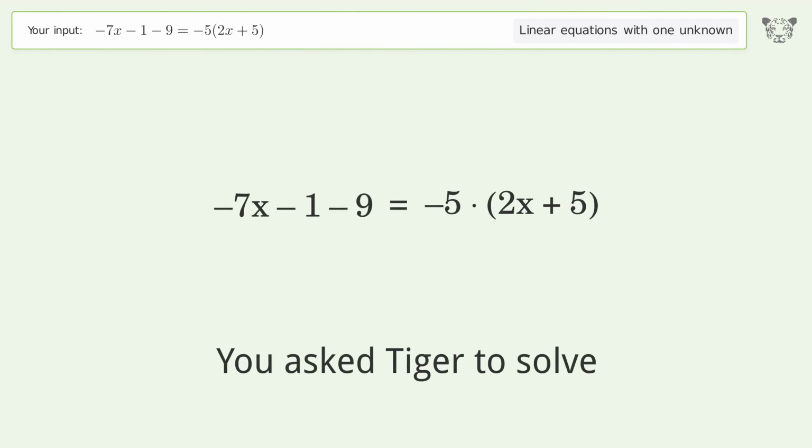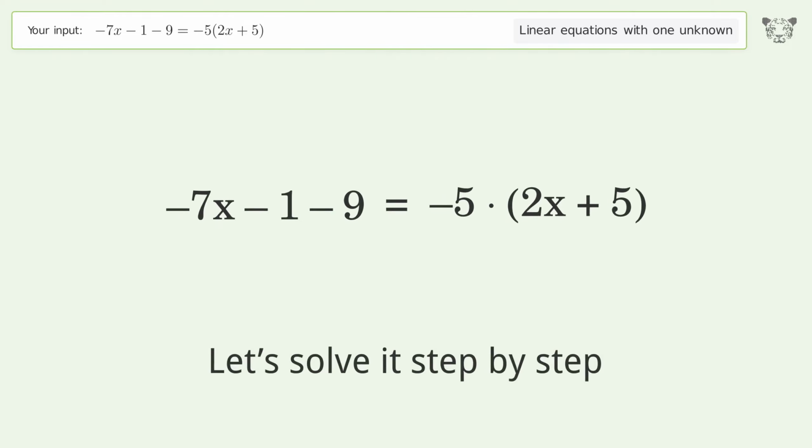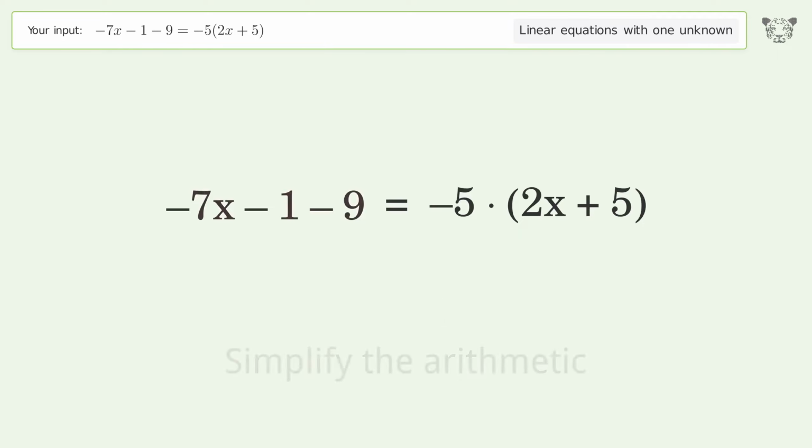You ask Tiger to solve this. It deals with linear equations with one unknown. The final result is x equals -5. Let's solve it step by step. Simplify the expression. Simplify the arithmetic.